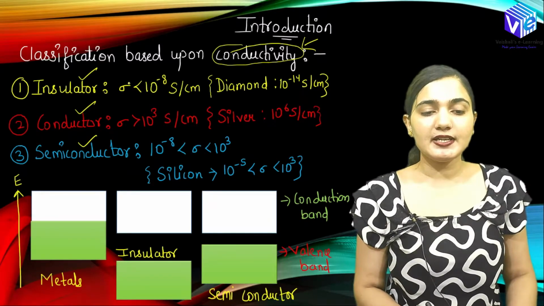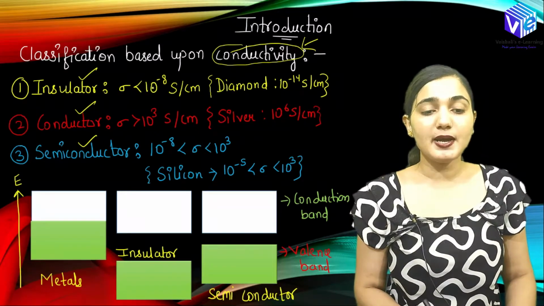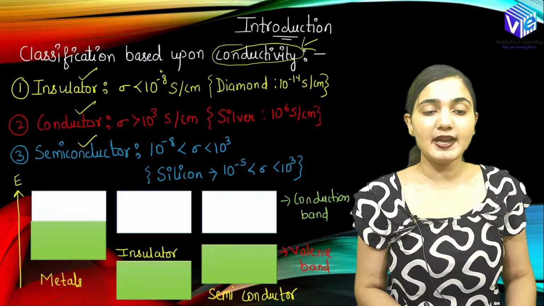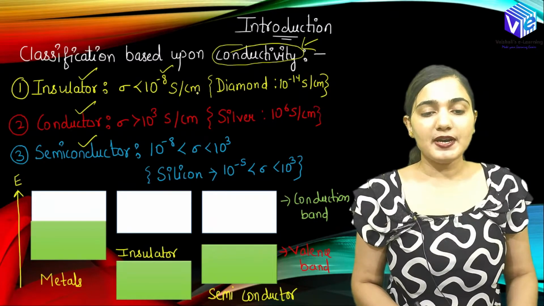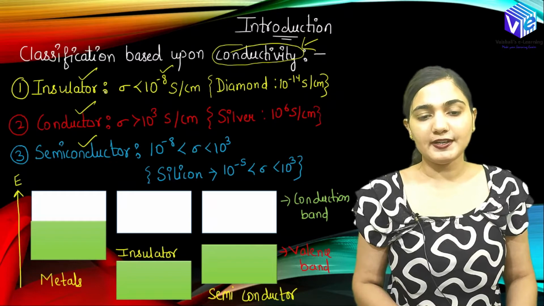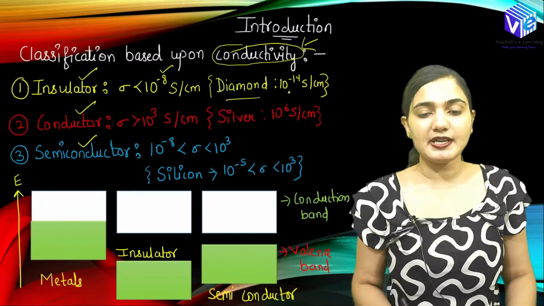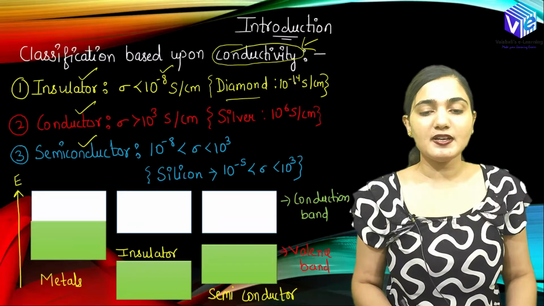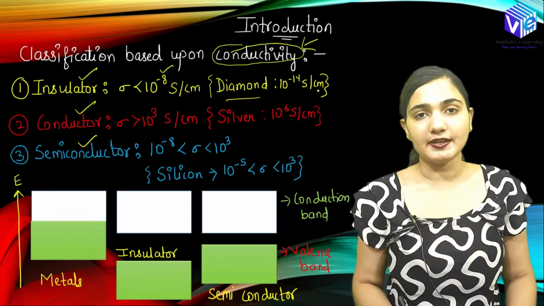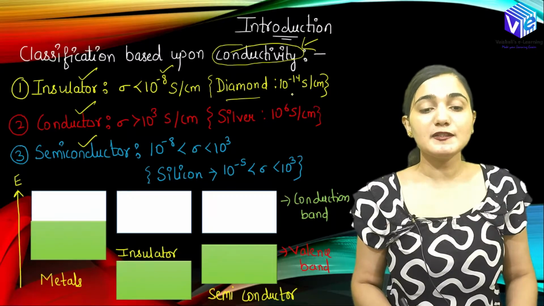Conductivity is represented by sigma, and sigma is less than 10 raised to power minus 8 Siemens per centimeter for insulators. For example, I have a diamond. Diamond's conductivity is 10 raised to power minus 14 Siemens per centimeter. Right, so diamond is an insulator.